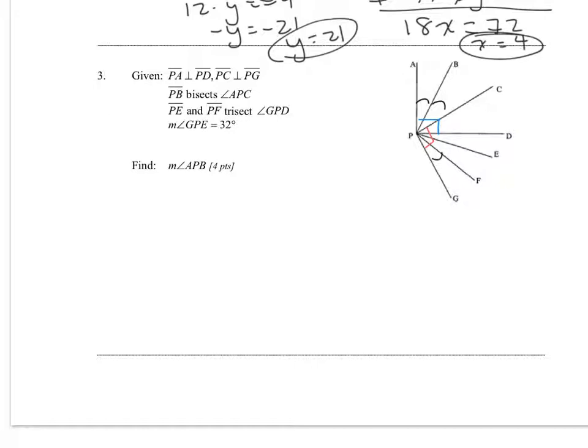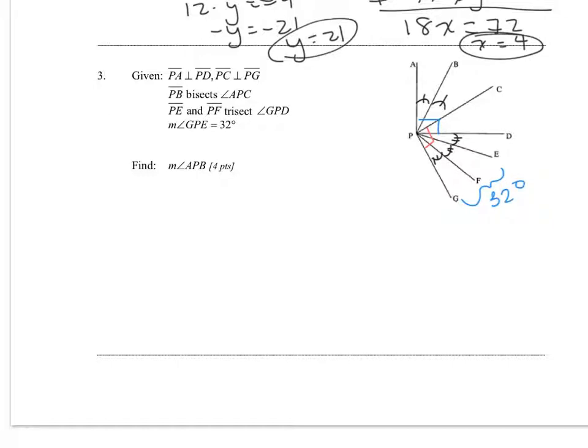So we have 1, 2, 3 congruent angles there. Notice though that these angles are not necessarily congruent to these angles. We have nothing that says that. And then our final piece of information is that the measure of angle GPE, which is this whole angle, is 32 degrees. So that's actually where we're going to start with that 32 degrees. That's going to be helpful to us.